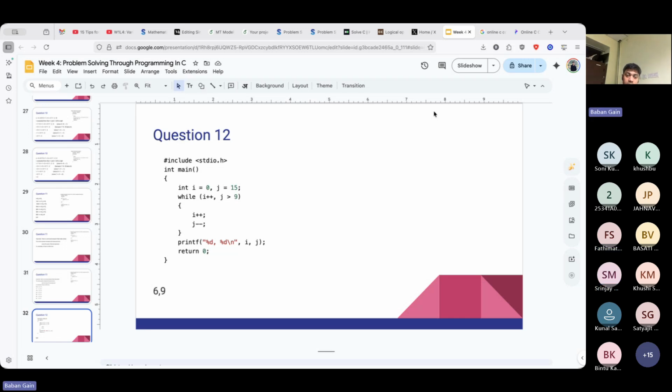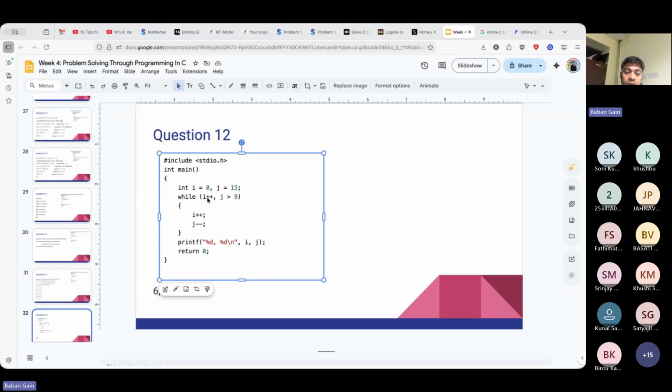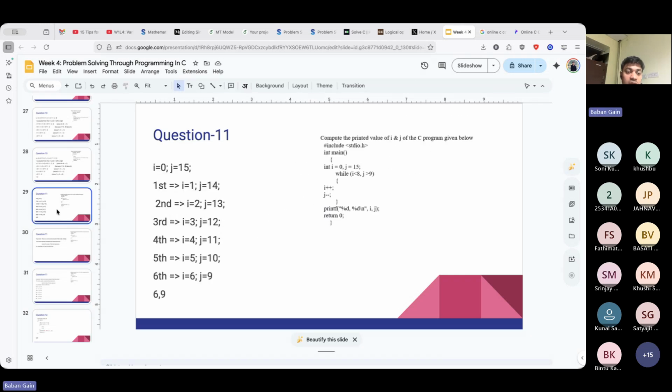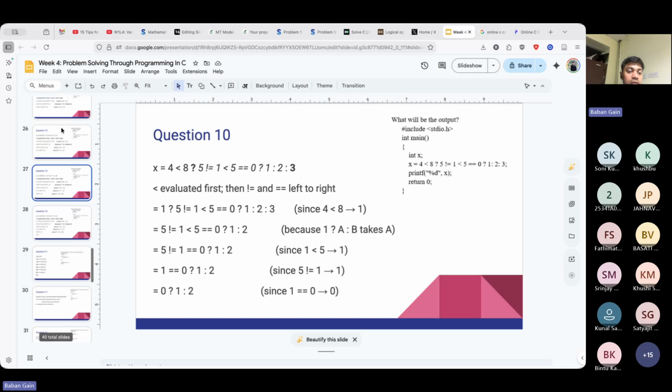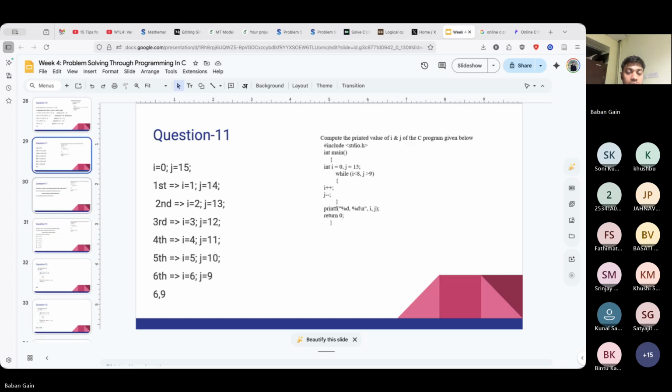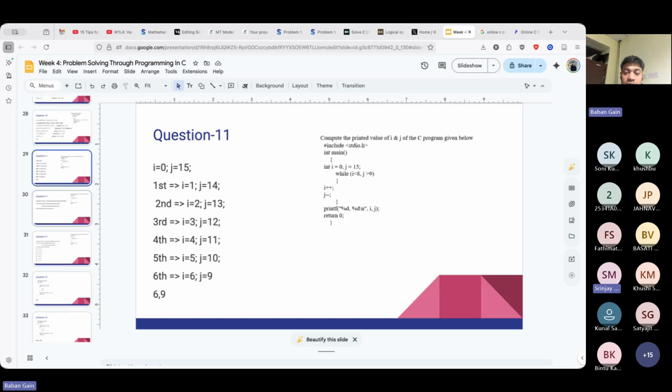Yes, actually. So the thing is that only the second condition will be used to check if the while loop is true or false. But both of them will get executed. All of them will get executed. So basically, what's happening here is that it is checking i less than 8, but it is not being used to decide whether to go inside the while loop or not.